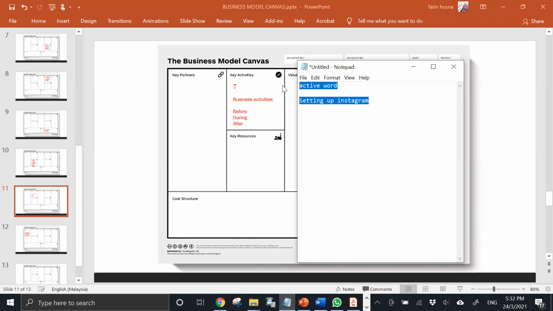For example, brainstorming with group members. This is before. Researching suppliers, and then for example, comparing prices or something. Setting up an IG account. So this is before.